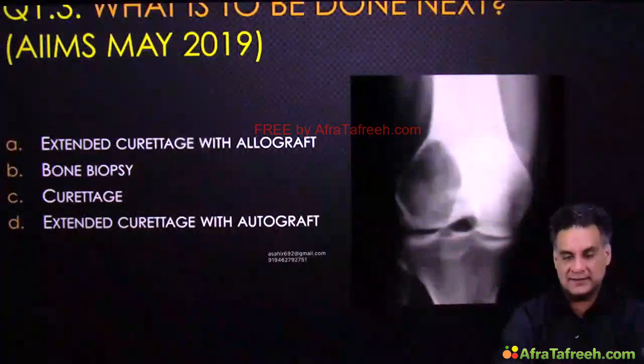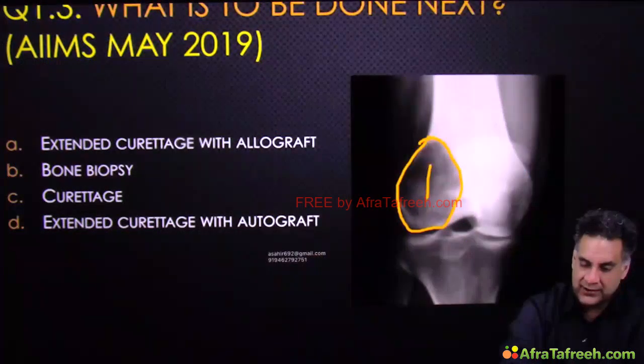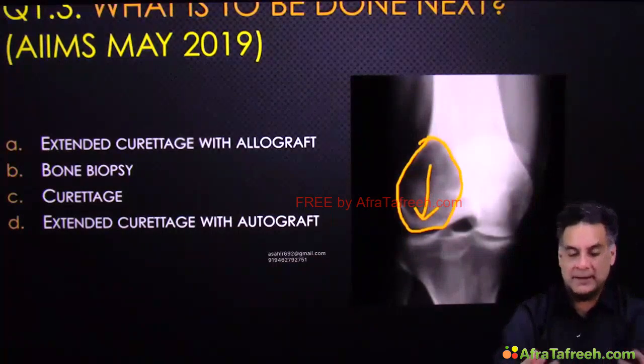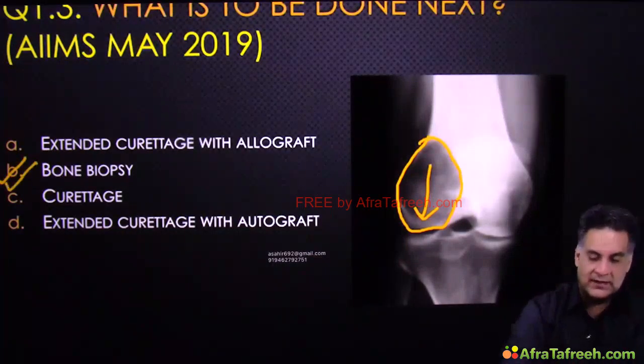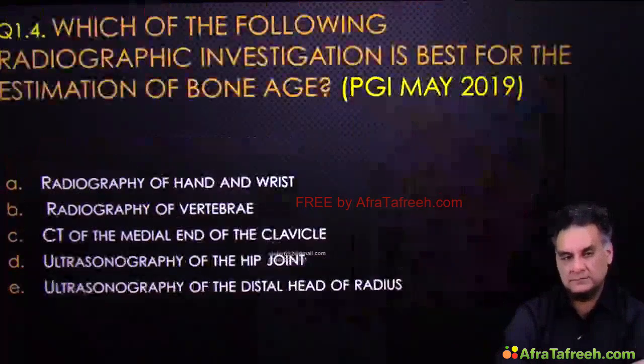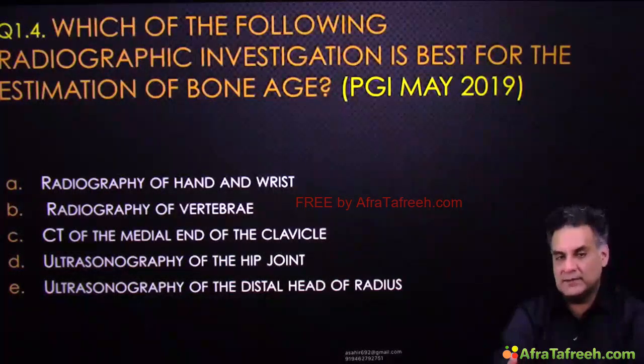What is to be done next? They have shown you a lesion going right till the joint. What will you do? Biopsy. Tissue is the diagnosis. You could have done an MRI, but that's not in the options. So biopsy.